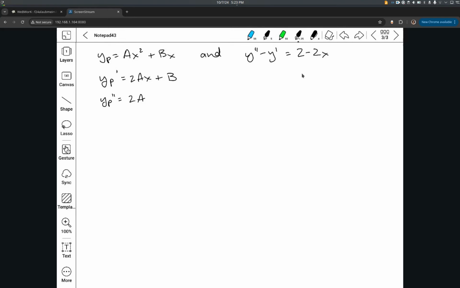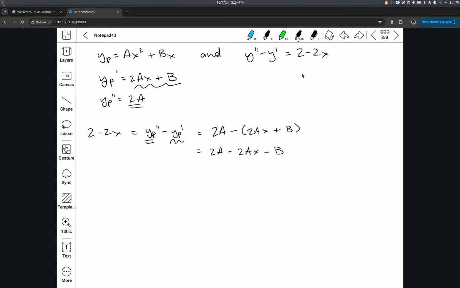And then when I plug this into my ODE, I've got 2 minus 2x is supposed to be equal to yp double prime minus yp prime. But for me, yp double prime is 2a, and yp prime is that 2ax plus b. And I'm going to multiply that negative all the way through just so that I don't lose it later.